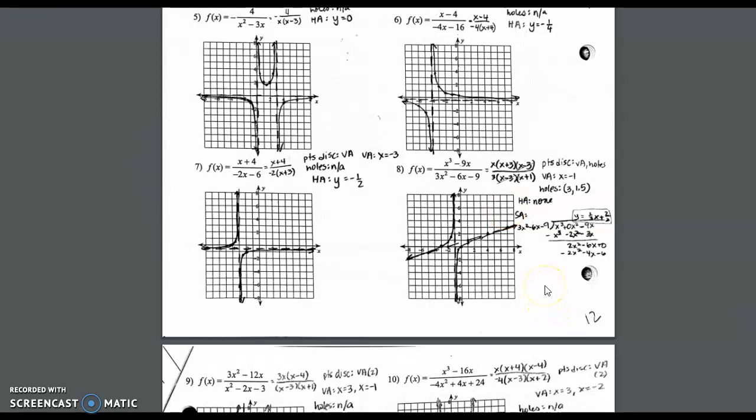And the last thing that I want to point out in this question specifically is the fact that we have a slant asymptote. If we take a look, the degree of our numerator is bigger than the degree of our denominator. So the horizontal asymptote doesn't exist, and we have to find our slant asymptote using division. So that's what I'm doing here. And I get y equals 1/3 x plus 2/3.